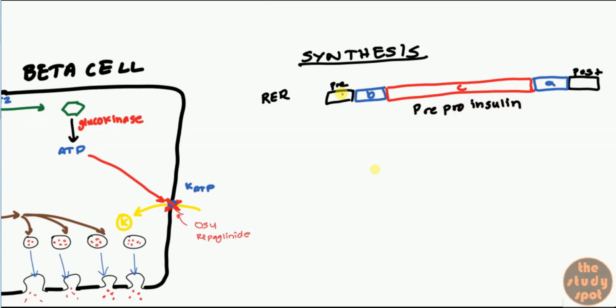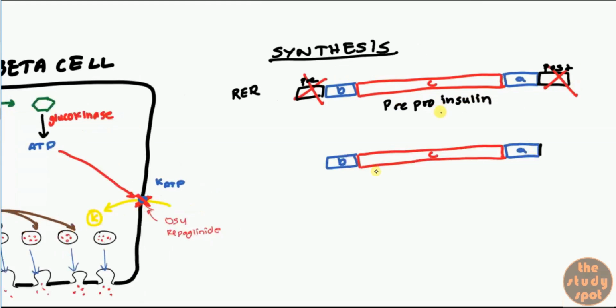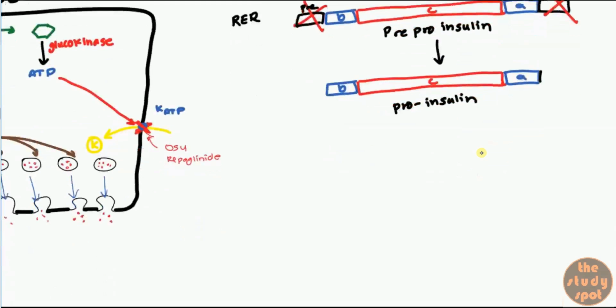So now, as it moves forward, within the rough endoplasmic reticulum, the pre and the post is removed. And once it's removed, you have this configuration. So you just have A, B, and C. This is known as proinsulin. So once you remove the pre and pro, it then becomes proinsulin. Now, what does proinsulin do?